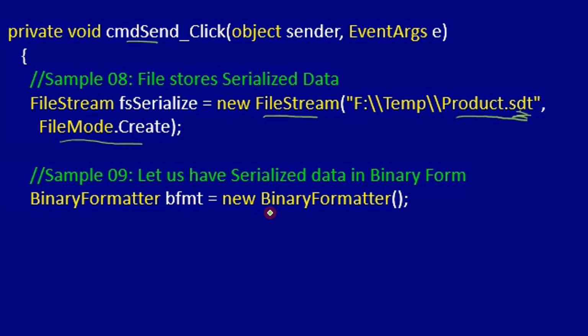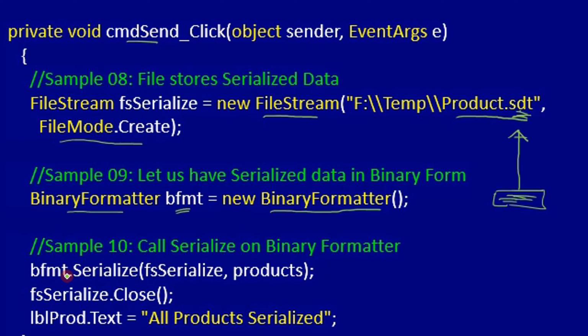Here we use the binary formatter. When we serialize the data, we will first convert the content into binary form using the binary formatter. Then we will store this converted binary information of serialized data to product.std. For that purpose only, we are using the binary formatter. We just created the binary formatter and we haven't yet linked these two.